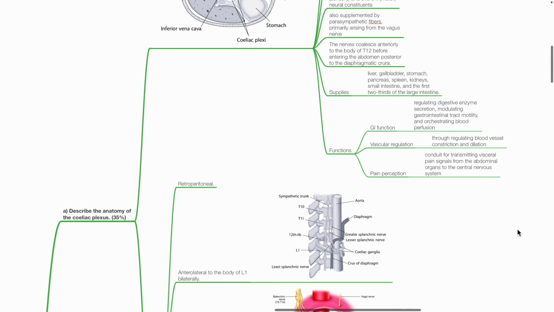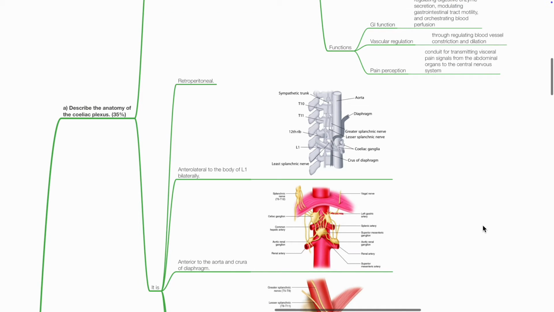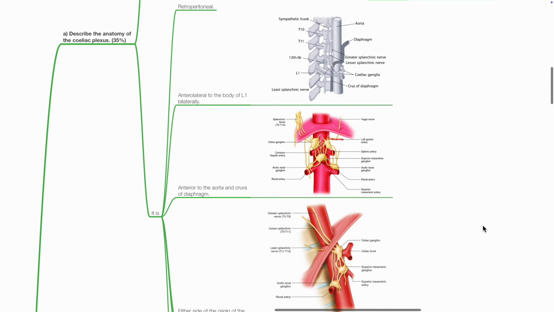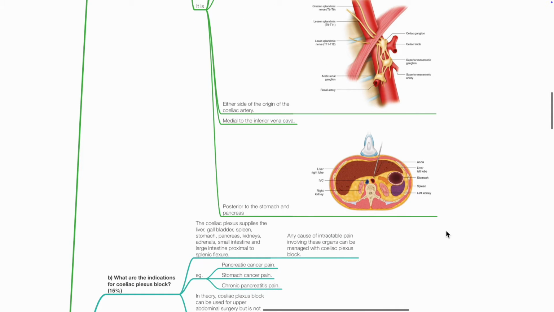The coeliac plexus is retroperitoneal, anterolateral to the body of L1 bilaterally, anterior to the aorta and crura of the diaphragm, on either side of the origin of the coeliac artery, medial to the inferior vena cava, and posterior to the stomach and pancreas.